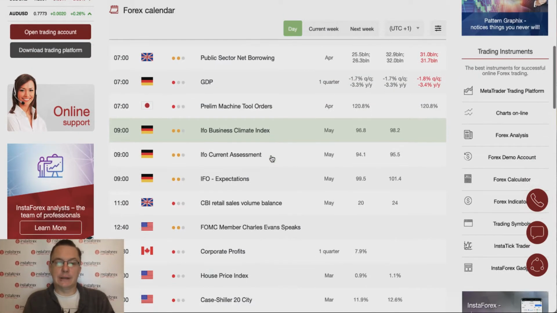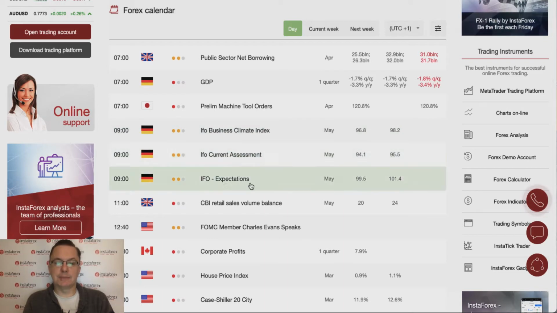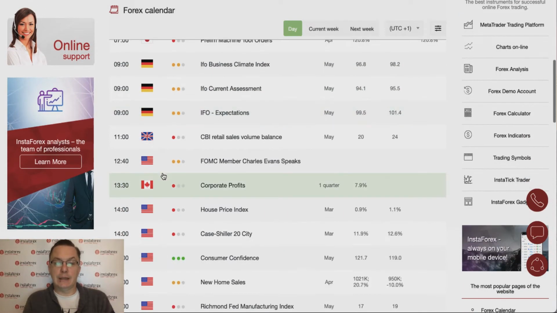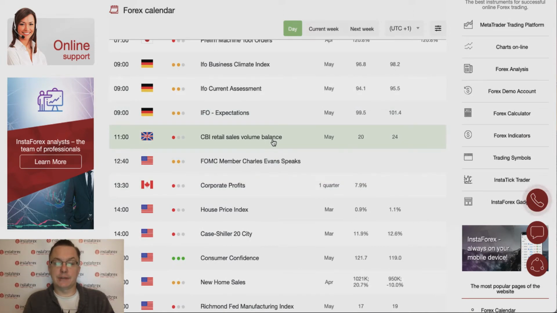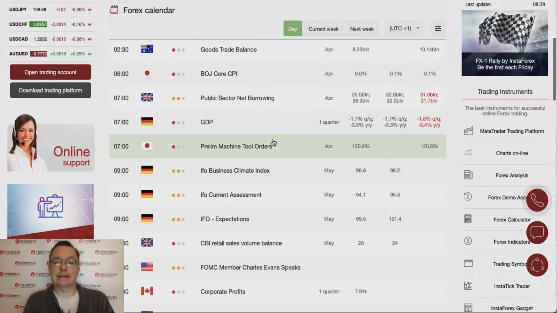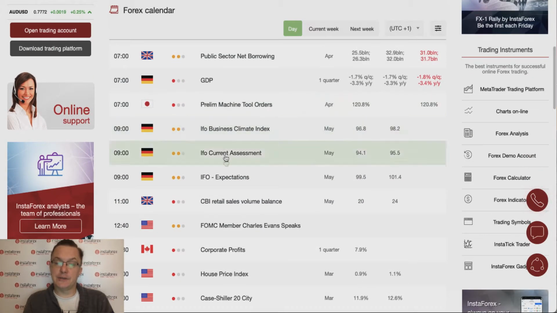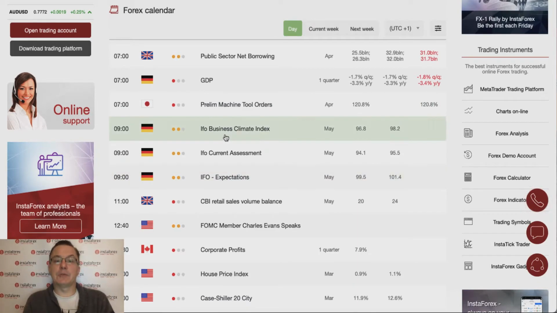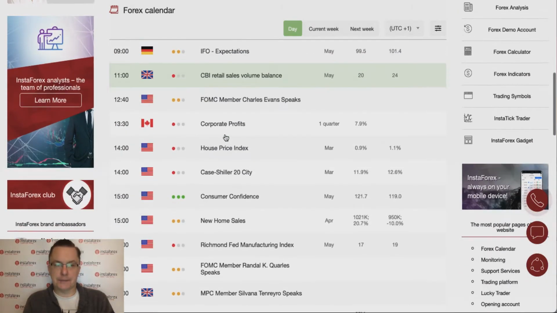The other data are IFO data, business climate, current assessment and expectations. All of them are from Germany. And then we got the CBI retail sales volume balance from the UK. That's it for the London session. Not too much, but kind of an interesting data from Germany. We will take a look at the euro dollar later.